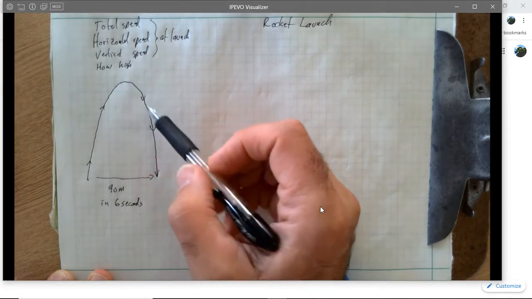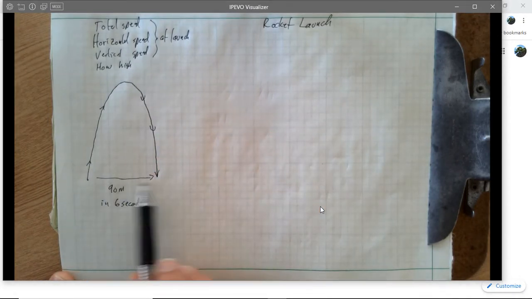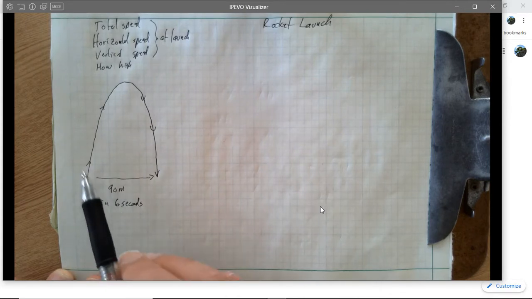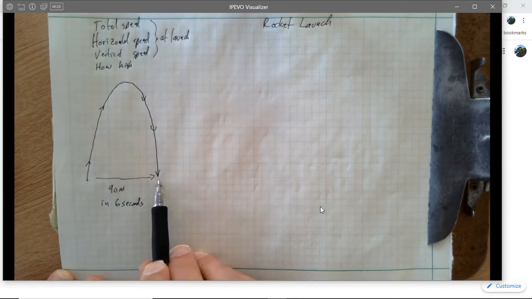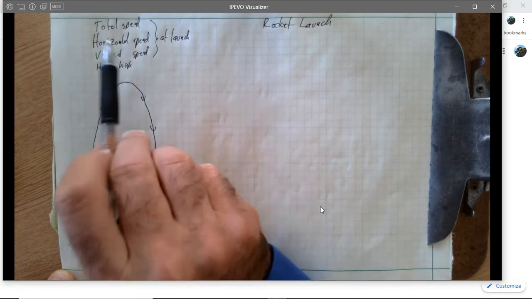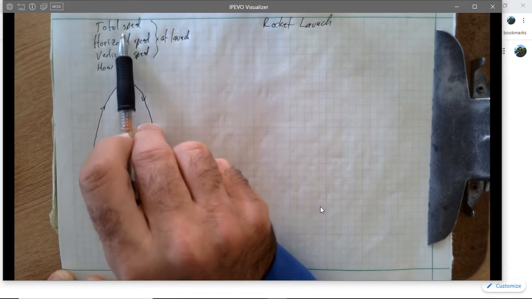it's going to go up for a while, and then it's going to come down. You are going to know how far the thing went, and you're going to know how long it stayed in the air. That's pretty much the only data you can collect with this because we're going to be throwing something. So we're going to know how far it went downfield and how long it stayed in the air. And from that, we're going to figure out its total speed at launch. I'll review what that means in just a moment.